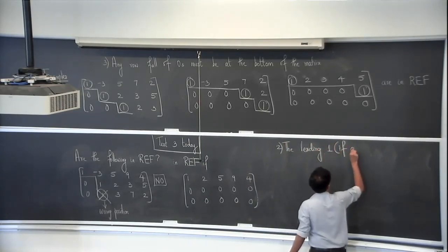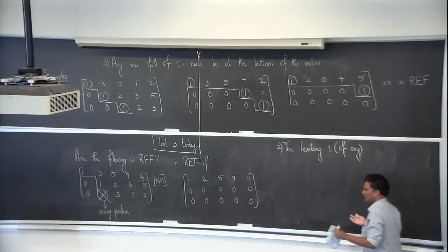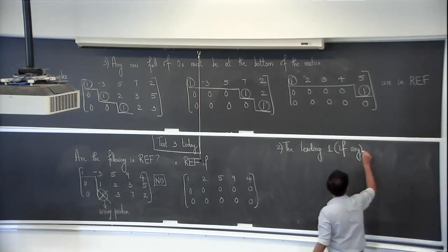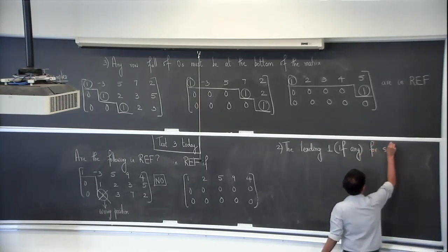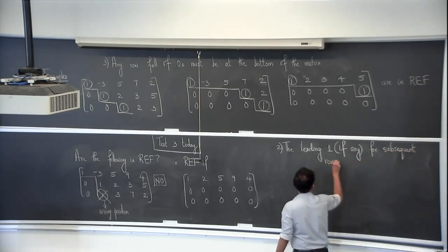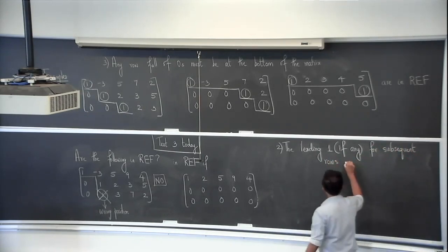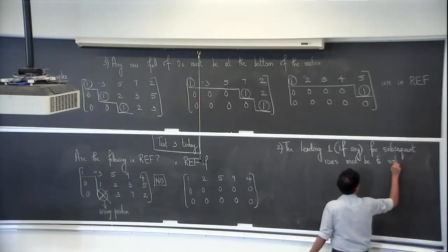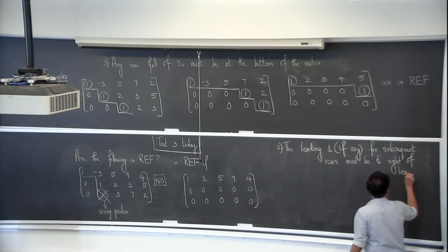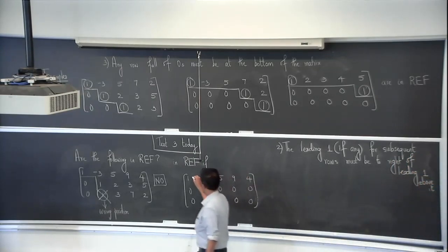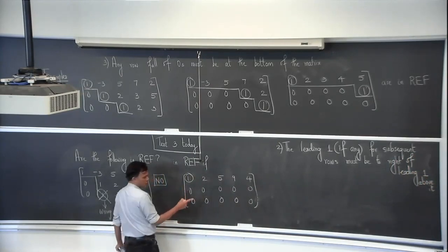if any. It doesn't have to be there. It's just like the maximum and minimum for your calculus functions, it doesn't have to be there, right? So the leading one, if any, for subsequent rows must be to the right of the leading one above it. If there is none, that's not your fault, and that's okay. That's the leading one here. That's a row full of zeros, row full of zeros. That's okay.